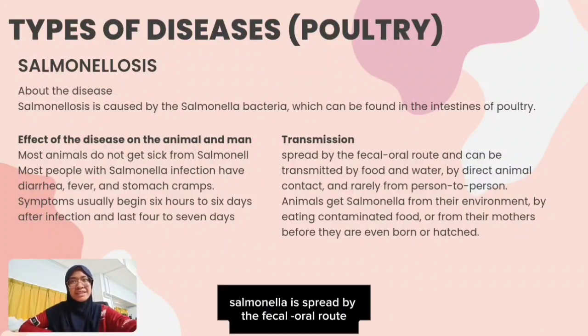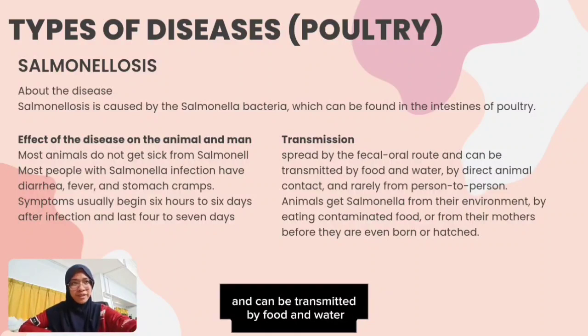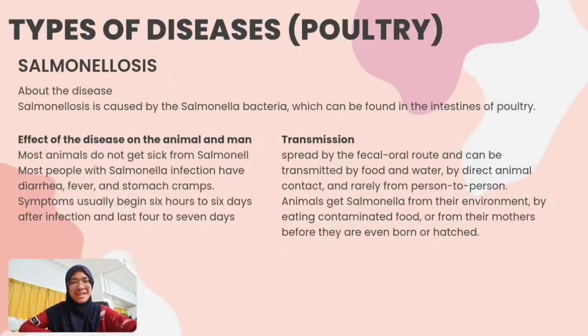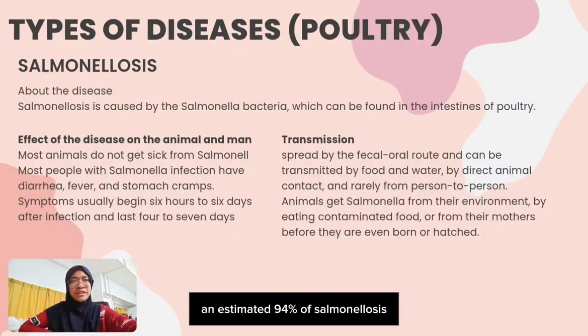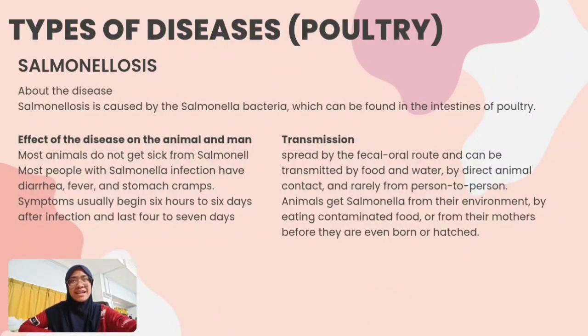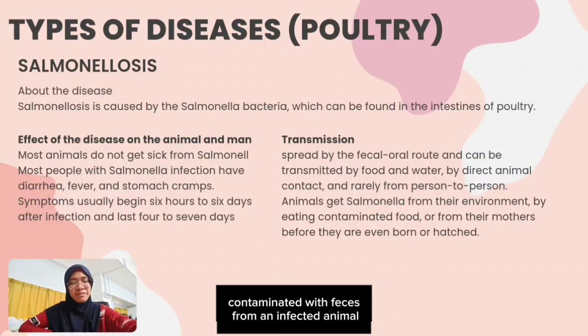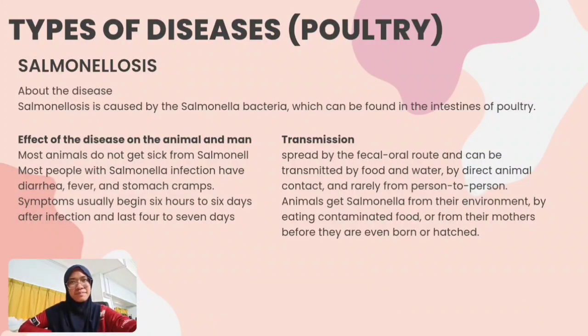For the transmission, salmonella is spread by the fecal-oral route and can be transmitted by food and water, by direct animal contact, and rarely from person to person. An estimated 94% of salmonellosis is transmitted by food. Humans usually become infected by eating foods contaminated with feces from an infected animal.